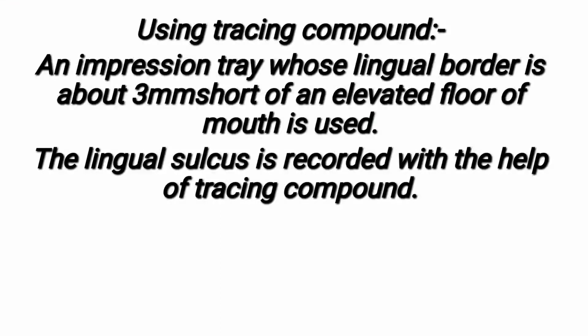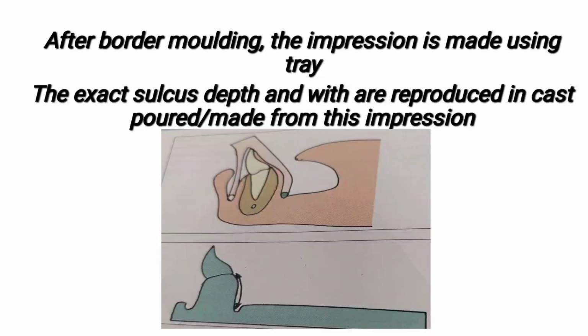Another method for measuring the space available is using tracing compound. An impression tray whose lingual border is about 3 mm short of an elevated floor of the mouth is used. The lingual sulcus is recorded with the help of tracing compound. After border molding, the impression is made using the tray. The exact sulcus depth and width are reproduced in the cast, poured and made from this impression.